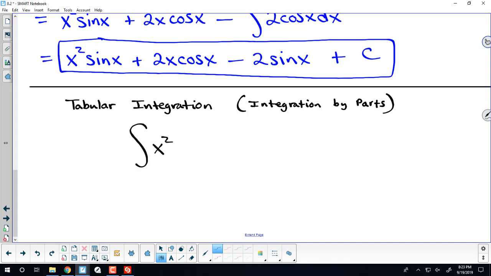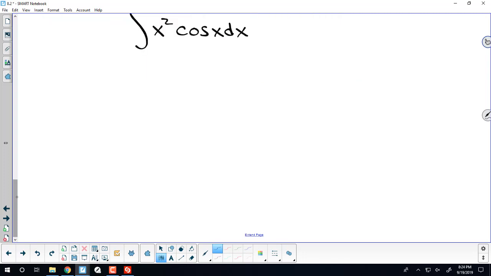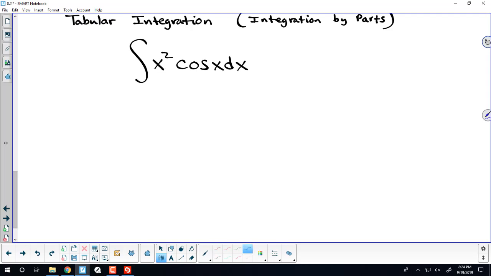So let's just stick with that last example to illustrate how this works, and maybe with a few more that we'll do by parts, and then we'll show the tabular integration as well. Okay. So the identification of u and dv are still the same. We identify those the very same way. So we're going to identify our u as x squared and our dv as cosine x dx.